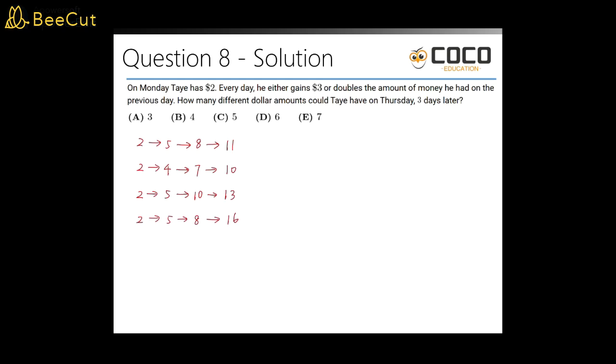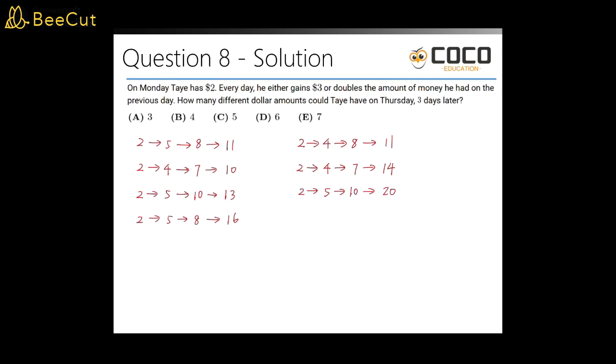Right, let's say we double the amount first, 2 times 2, 4. 4 times 2, 8. 8 plus 3, 11. These two are the same. Alternatively, we can do 2 times 2, 4. Then 4 plus 3, 7. 7 times 2, 14. Next, we can do 2 plus 3, 5. 5 times 2, 10. 10 times 2, 20.